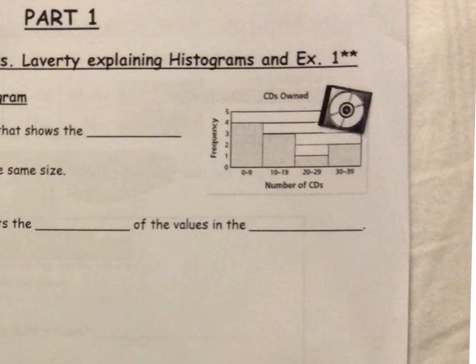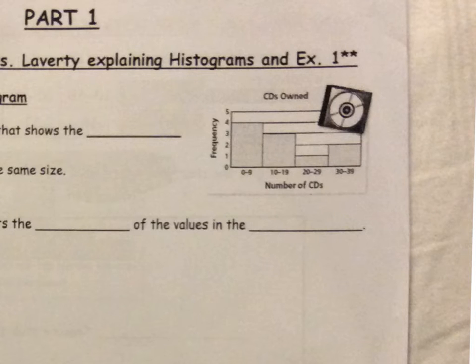And our final question for this histogram is how many people polled had 15 CDs? Well, 15 falls in this range of 10 to 19. How many people had 15? Well, we know that 3 had anywhere from 10 to 19, but do we know how many people had exactly 15 CDs?